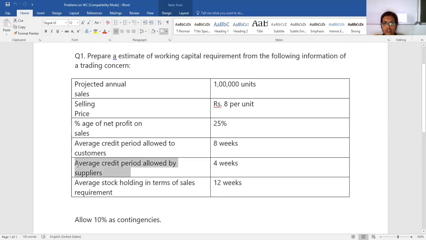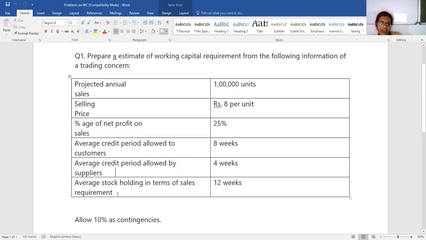Okay. And when it comes to average credit period allowed by suppliers, means what? Someone else, that is the supplier, is giving you a credit period of 4 weeks to make the payment, which means you have to make the payment to them. So therefore, this is called as creditors. Okay. The credit period that you are giving to your customer is sundry debtors. The credit period that supplier allows to you is sundry creditors.